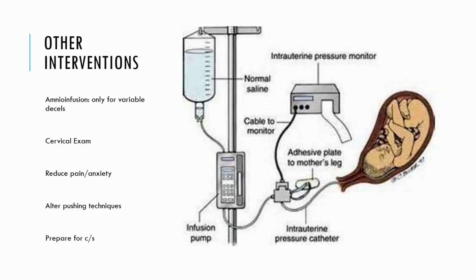We can check mom, right? We can reduce her pain and anxiety. If she's pushing and we're having issues, let's alter how she pushes. Maybe try a different position. Maybe try pushing every other contraction. They could also potentially use a vacuum or forceps to help deliver the baby. But if our heart tones get bad enough, then we're going to want to prepare for a C-section.